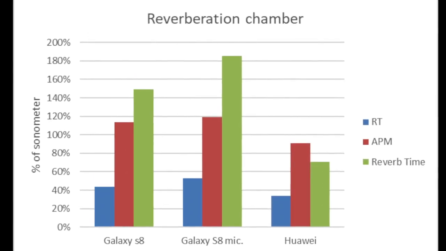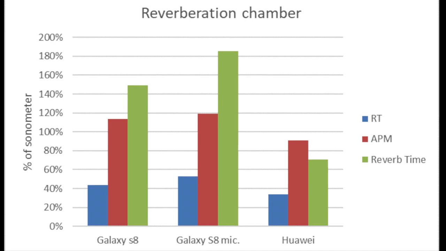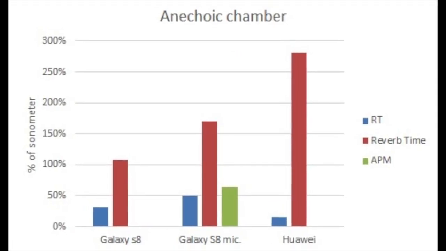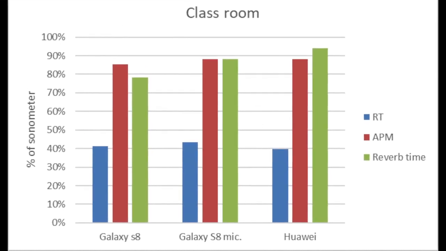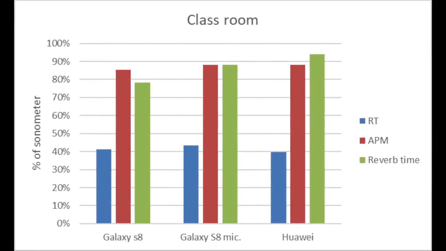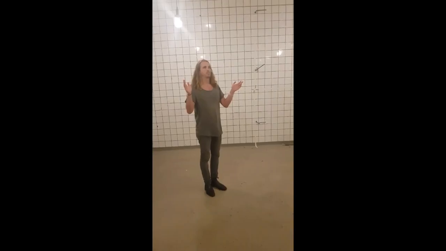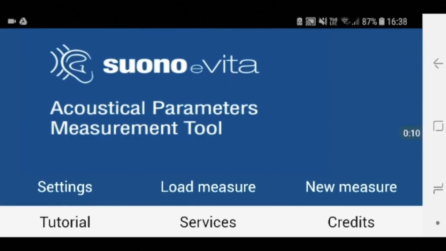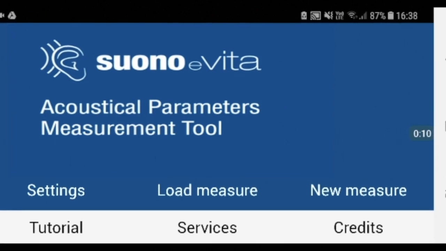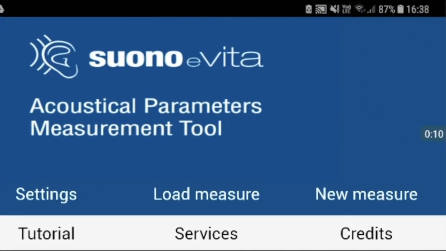The measured results show that two of the applications, APM and Reverb Time, can provide valid measurements of the reverberation time in situations where the acoustics are not so extreme. It is understandable that a regular smartphone microphone is not good enough to measure environments such as the anechoic chamber and reverberation chamber. However, in conclusion, the APM application was the winner, and this study provided evidence that a smartphone does have the potential to measure reverberation time. If you want to measure the reverberation time of any room, use the APM app by Suono e Vita.